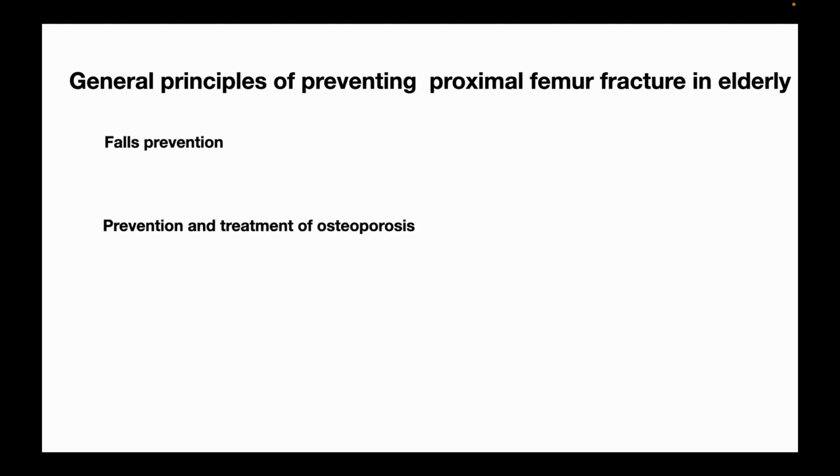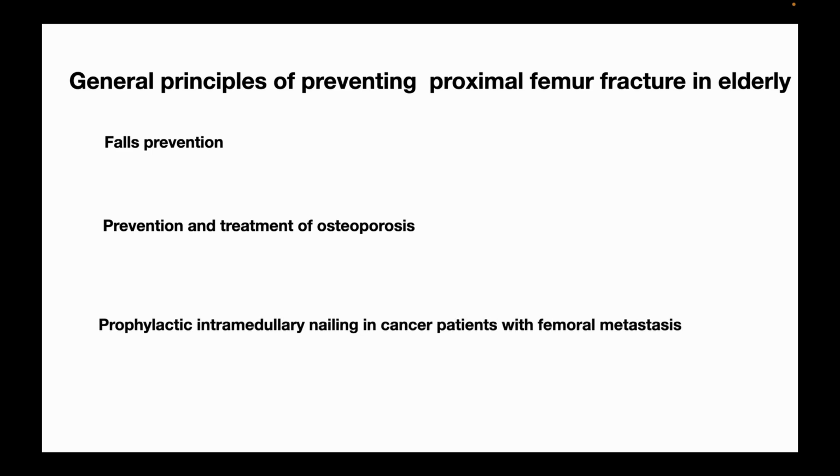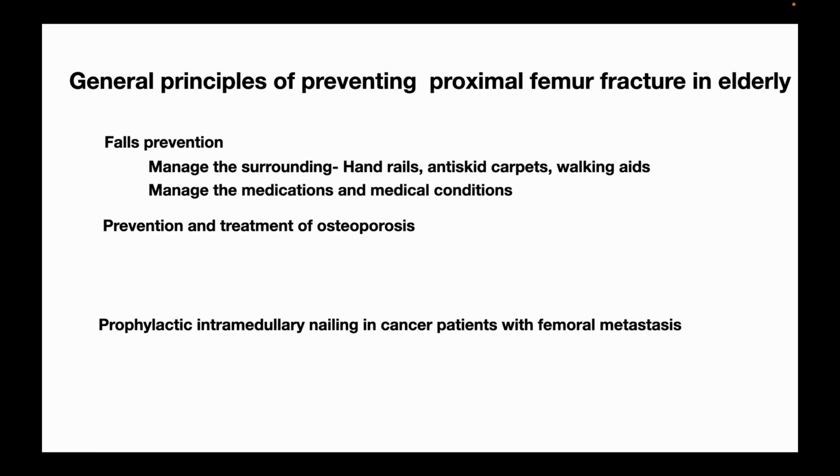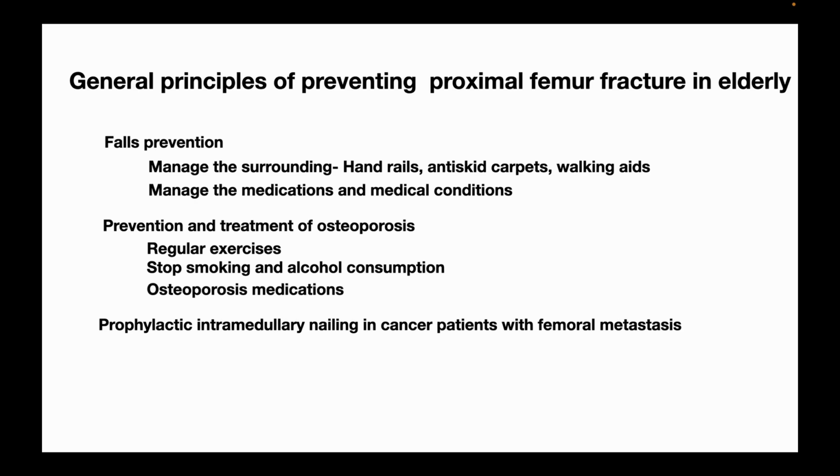Some of the key points to be noted here are falls prevention, osteoporosis treatment, prophylactic surgery like intramedullary nailing in a metastatic cancer. Falls prevention can be done either by managing the surroundings or managing the medical condition and medications that might predispose to a fall. To prevent and treat osteoporosis, lifestyle changes such as regular exercises, cessation of smoking and alcohol, and to start on an appropriate medication for osteoporosis should be tried.